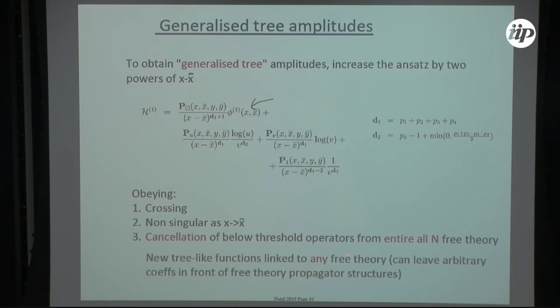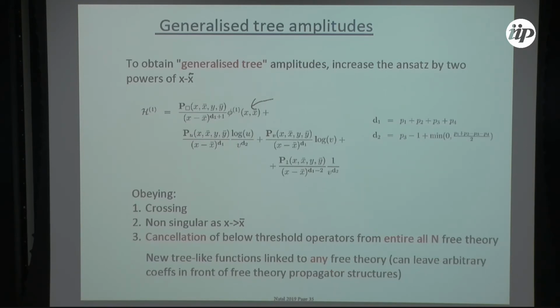and cancel all free theory operators for all n. In fact, you can take an abstract free theory with arbitrary coefficients, and you can always cancel all of the below threshold operators. So this gives you, if you like, some new tree-like functions that are linked to any free theory.